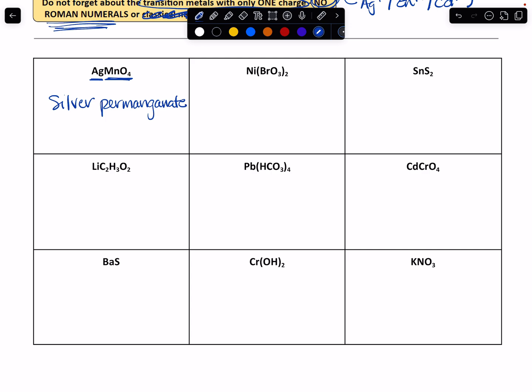Everybody wants to drop that middle "an" part. All right, so silver permanganate. All right, now we're going to go over to this next one.